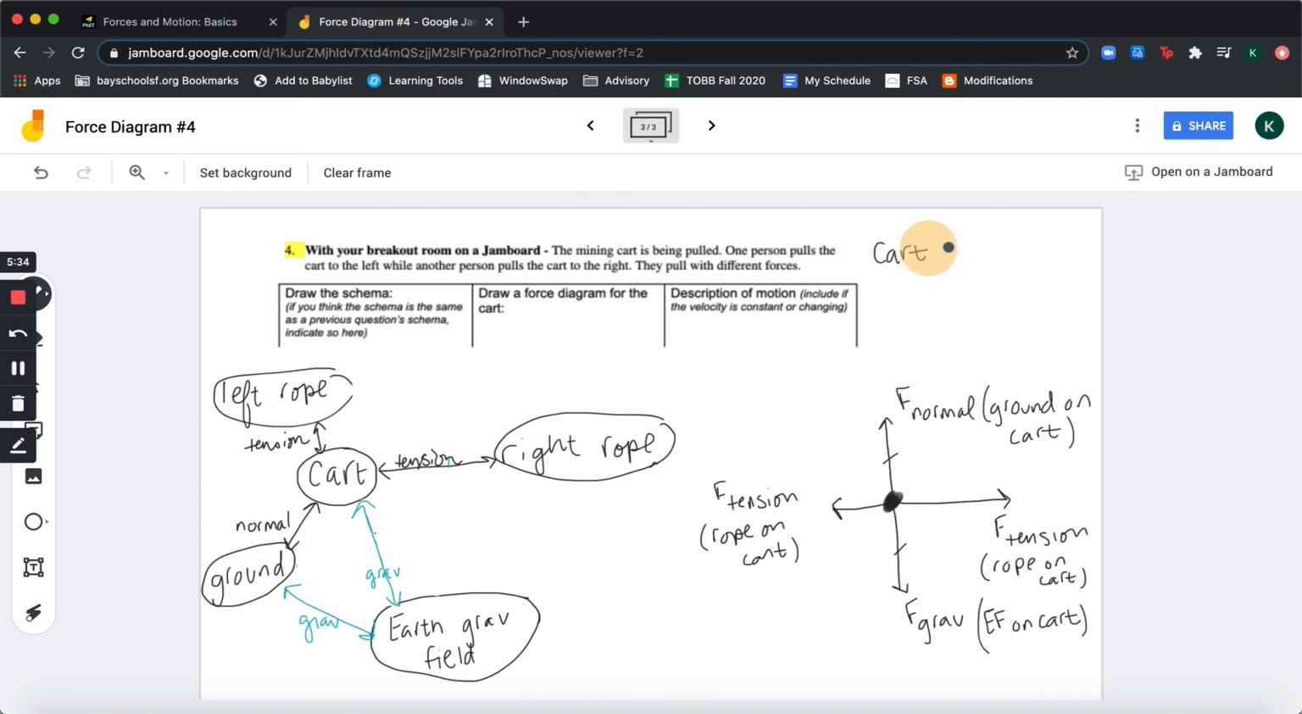Cart moves right. And it is not going at a constant velocity. We could say the velocity increases. So it's moving in that direction. Here we have our schema, our force diagram, and the description of the motion.